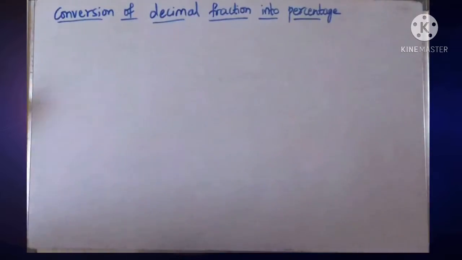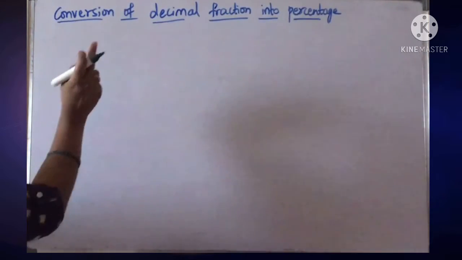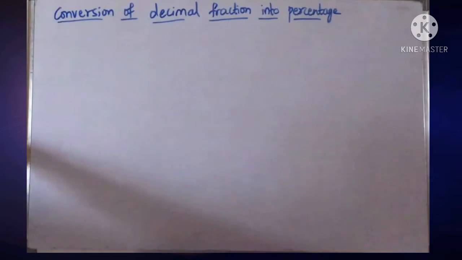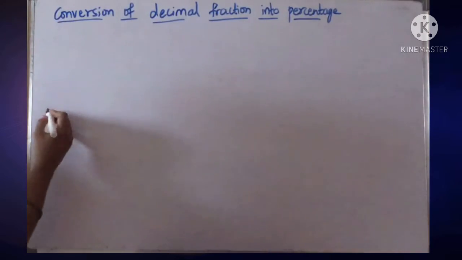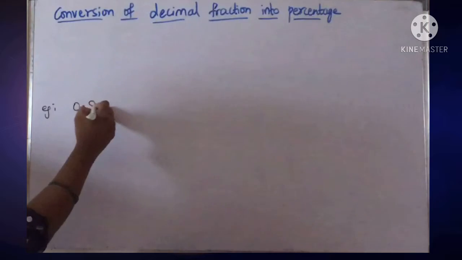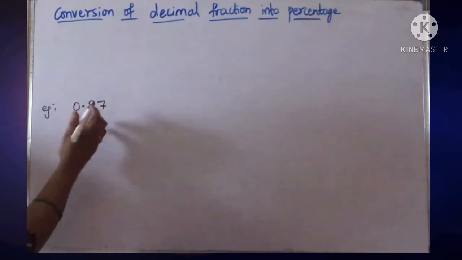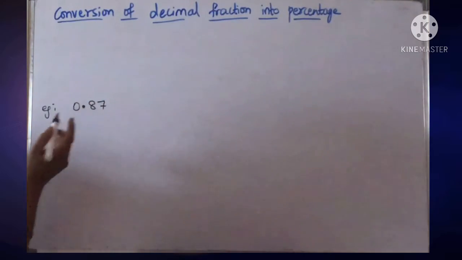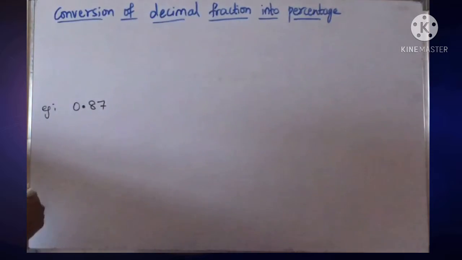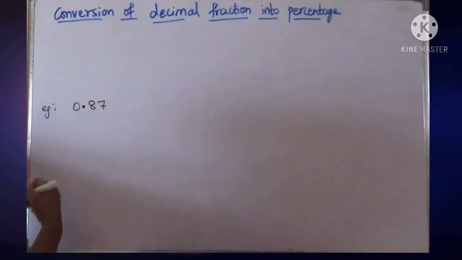So next one is conversion of decimal fraction into percentage. So how to convert a decimal fraction into percentage? Here first example 0.87. So 0.87 is a decimal. First we need to convert this decimal into a fraction, then convert that fraction into percentage. That is the procedure. In two steps we need to do, children.